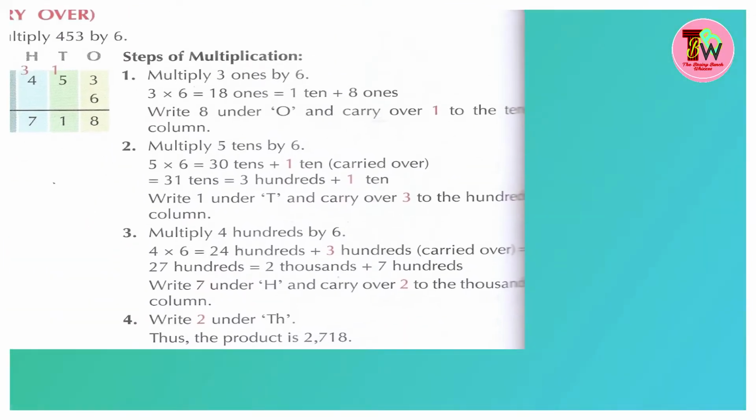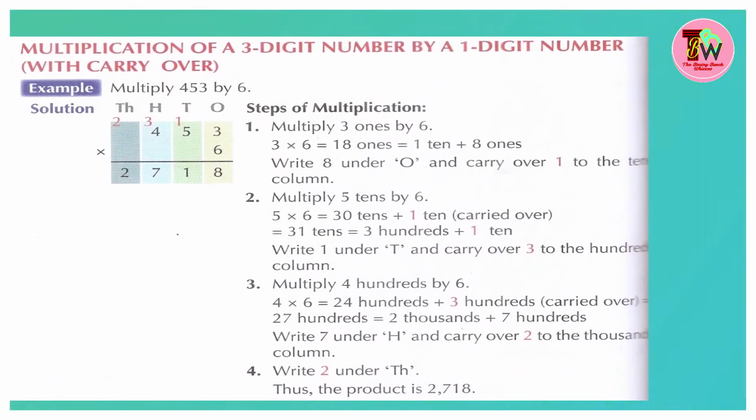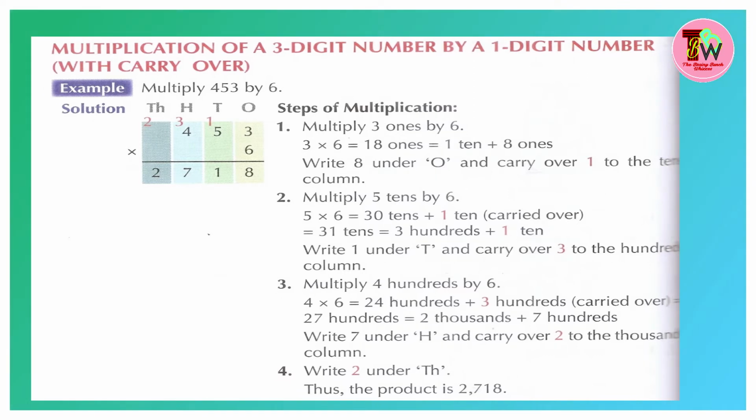The second topic is multiplication of a 3-digit number by a 1-digit number with carry over. There is an example: multiply 453 by 6. First of all we have to make 4 columns: ones, tens, hundreds and thousands. After that 3 we write in the ones column, 5 in the tens column, and 4 in the hundreds column, and it is multiplied by a 1-digit number, that is 6. 6 we write in the ones column.